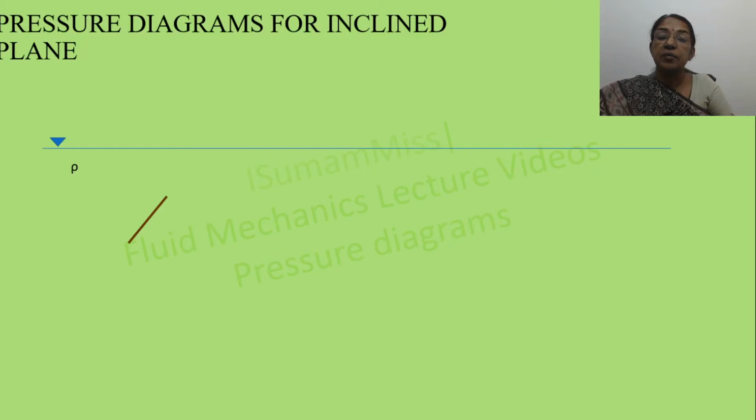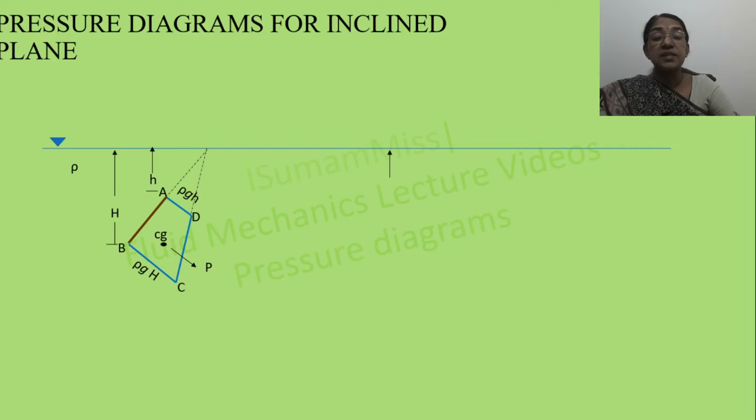In the case of an inclined plane, if you are drawing the pressure diagram, then the pressure diagram is normal to this plane. Since this plane is not extending to the free surface, the pressure diagram is represented by the trapezoid ABCD, and the center of pressure coincides with the center of gravity of this pressure diagram. It is also possible to draw the pressure diagrams in 3 dimensions for surfaces of various shapes.